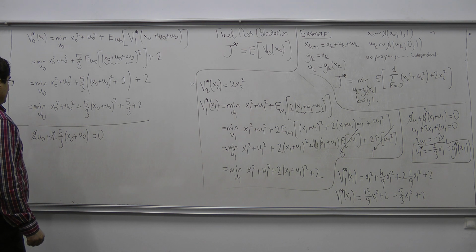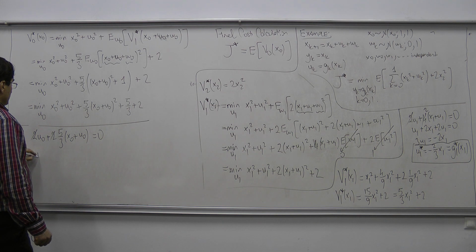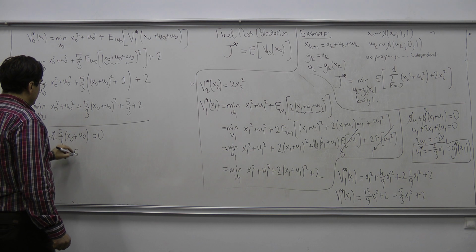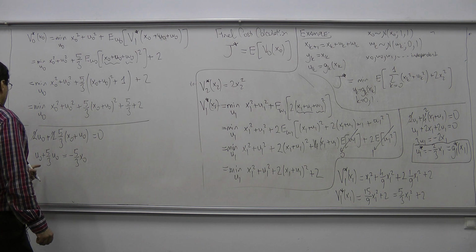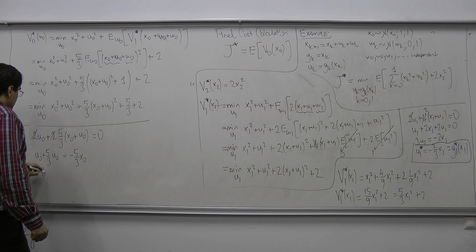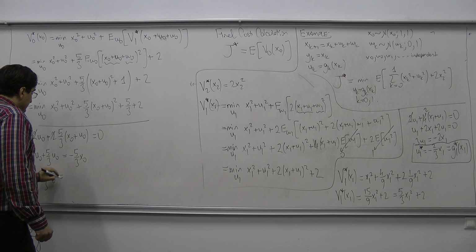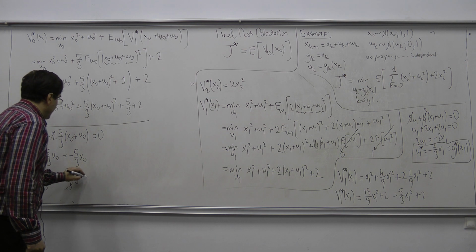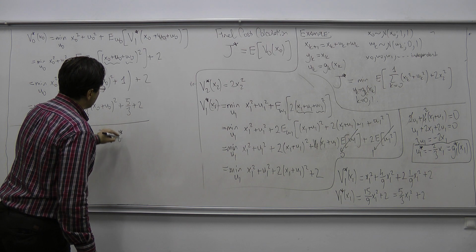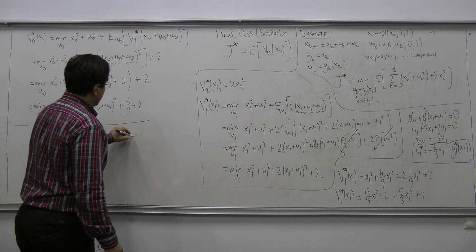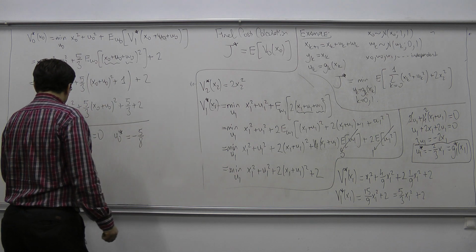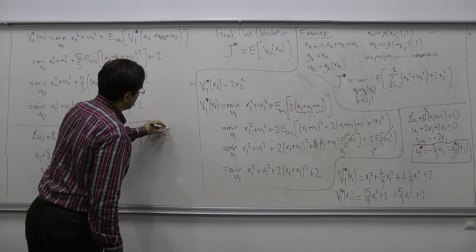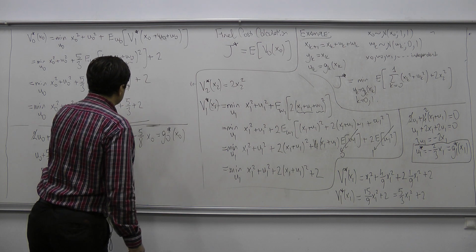And I can cancel these 2's here. So I would have u0 plus 5/3 u0 is equal to minus 5/3 x0. So that would give me 8/3 u0 is equal to minus 5/3 x0. And I can cancel these 3's, which would give me u0 star is equal to minus 5/8 times x0. Okay? This is my optimal control g0 star at time 0.